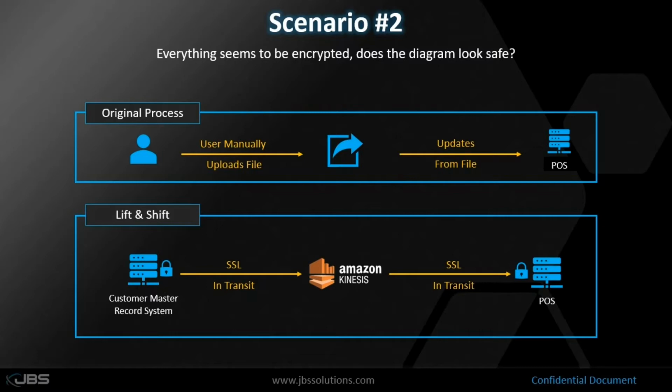But without having a deep understanding of how Kinesis works, you would fail to realize that it actually stores data on disk. So a Kinesis stream is stored on disk, and that disk is not encrypted. And at the time this was built, Kinesis didn't support encryption. It does currently, which is a good thing, but at the time this was built, it didn't.